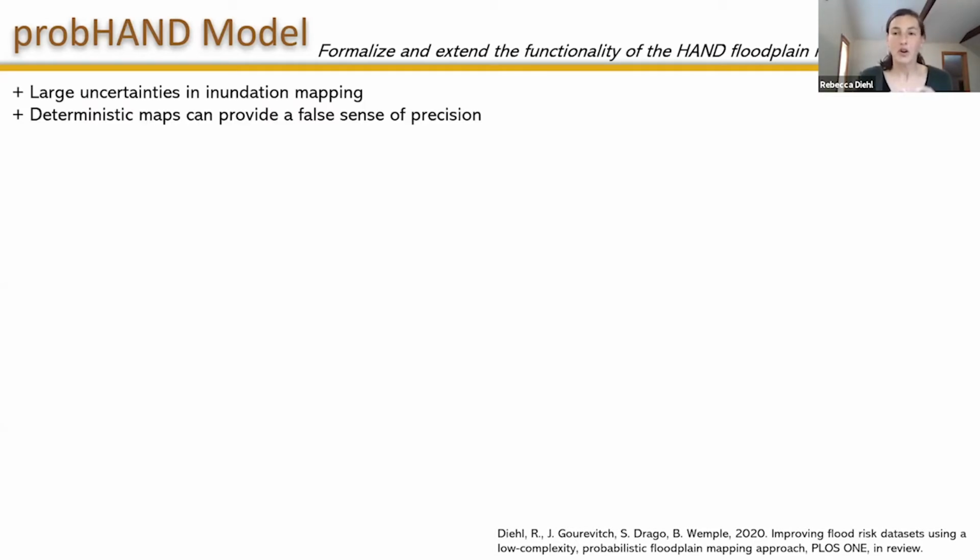Like I said prior, there are large uncertainties that go into inundation mapping, even using those complex models. And as we simplify processes and scale up, those uncertainties become greater. So we wanted to account for those uncertainties, but also communicate them, right? Those deterministic maps can provide a false sense of precision, saying this is where it's wet, this is where it's dry. We wanted to communicate the fact that we don't know that with such certainty.